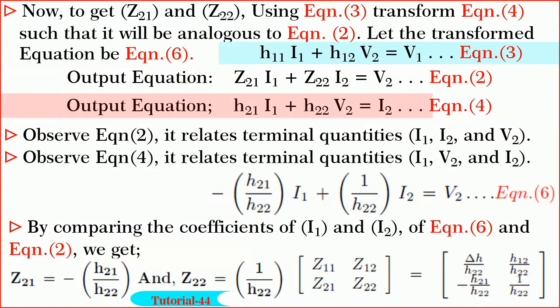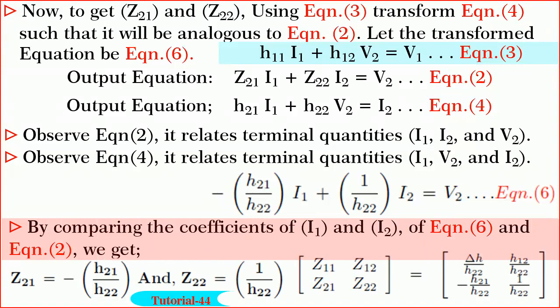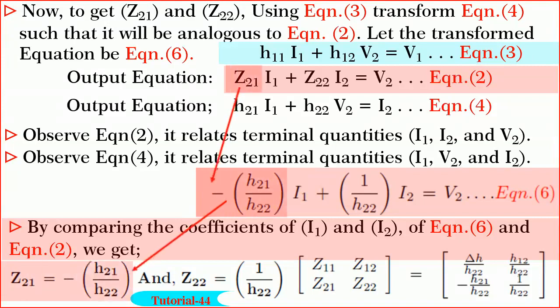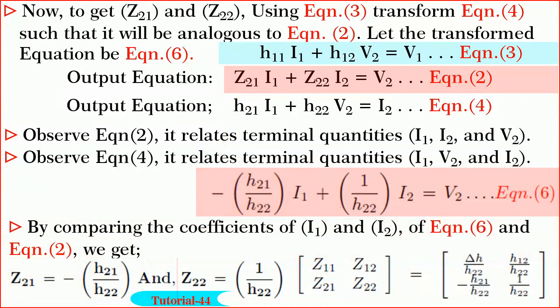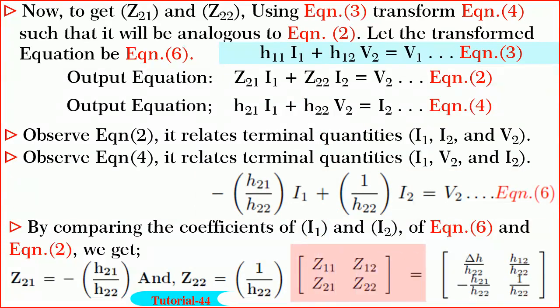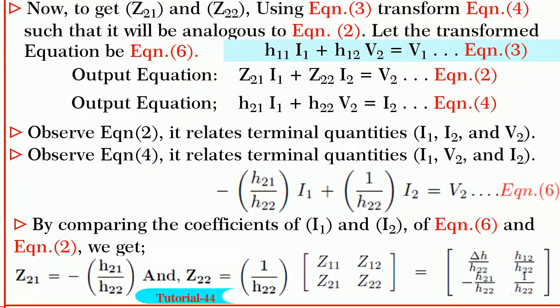So, rearranging equation 4, we get minus H21 divided by H22 into I1 plus 1 upon H22 into I2 is equal to V2. Let it be equation 6. By comparing the coefficients of equation 2 and equation 6, we get Z21 is equal to minus H21 divided by H22 and Z22 is equal to 1 divided by H22. So friends, the final expressions we obtained are represented in determinant form as shown. Is it not simple, friends?